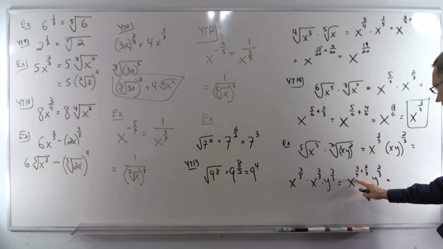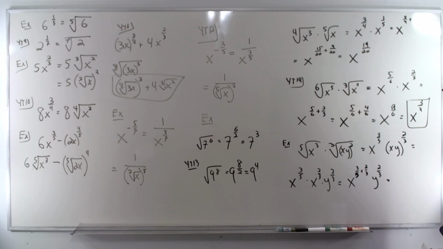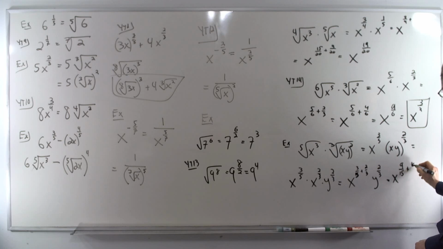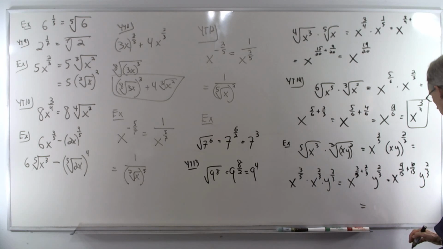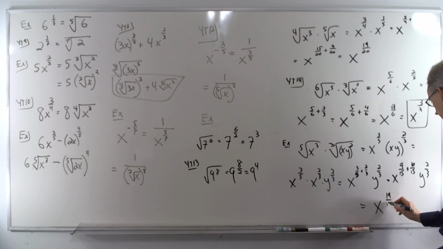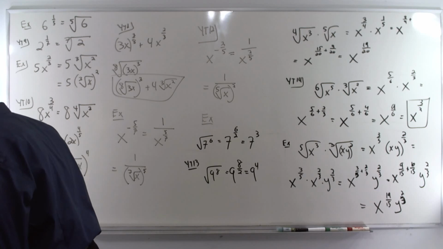Now we're going to add together 3/5 and 2/3. We'll need a common denominator of 15. So 3/5 turns into 9/15, and 2/3 turns into 10/15. Finally, combining these together, we get x to the 19/15 and y to the 2/3. That brings us to your turn, number 15.